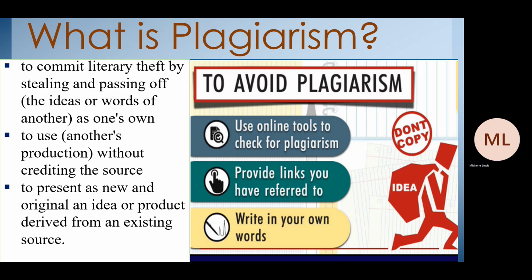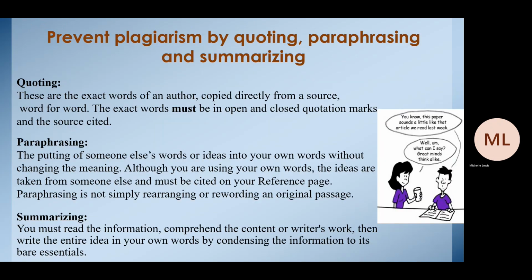So what is plagiarism? It is where one commits literary theft by stealing and passing off the ideas or words of another as one's own. To use another's production without crediting the source. To present as new and original, an idea or product derived from existing source. So, to avoid plagiarism, you should use online tools to check the plagiarism, provide links you have referred to, and write in your own words. And these are some of the ways you can prevent plagiarism.